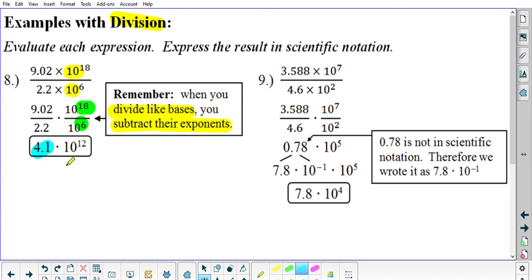Problem number 9 is also already typed up for you on your guided notes. Same idea as number 8. Split it up into two separate parts. Do the division off to the side. 10 to the 7th and 10 to the 2nd. Subtract their exponents. You get 10 to the 5th.